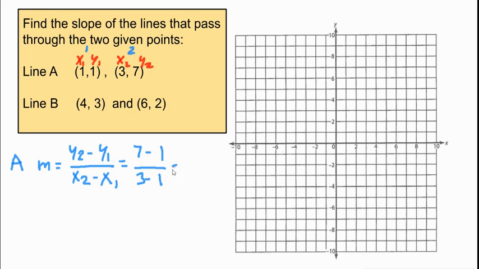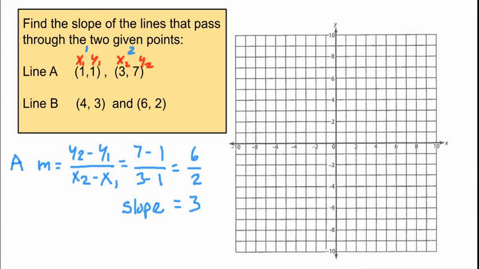Now we just need to simplify. We'll simplify the top. 7 minus 1 is 6, and 3 minus 1 is 2. Now we want to simplify that fraction, which is going to simplify actually into a whole number, 3. So our slope for line A is 3, and we found that out using just the slope formula.